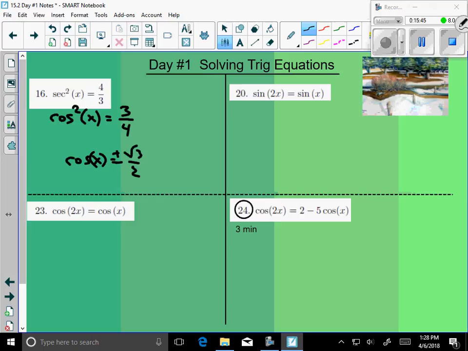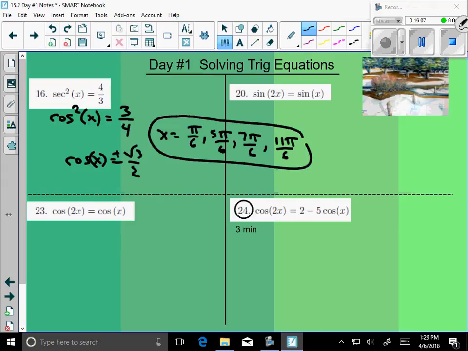So what values would be true here? Well, x would equal, where's cosine square root of 3 over 2? Pi over 6, 5 pi over 6, 7 pi over 6, 11 pi over 6. Done. That would be your solutions between 0 and 2 pi. If you wanted them forever, you'd take each of those and add 2 pi k to the end of it.